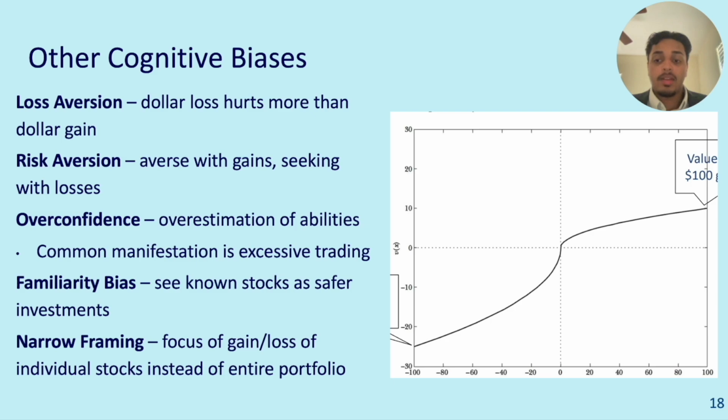As this graph indicates, the value placed on the $100 loss is significantly greater than the value placed on a $100 gain, despite the economic weight being equal. Overconfidence. People generally overestimate their own abilities. For example, if you ask most people if they believe they are an above-average driver, 88% of people will say they are, which is obviously statistically impossible.